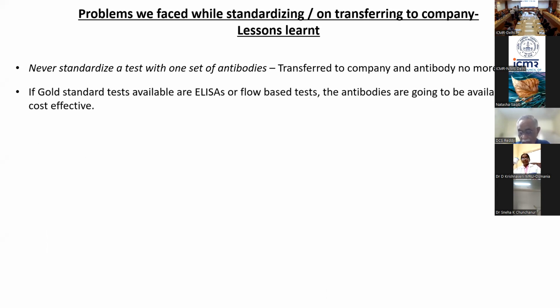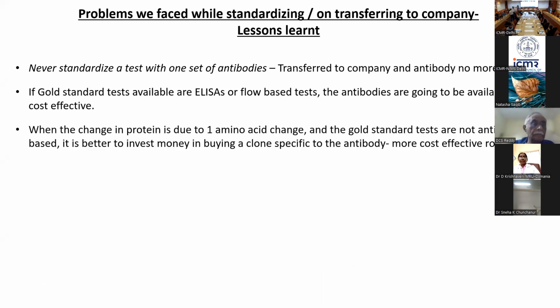Second thing is, know your disease or disorder or your gold standard test very well. For a particular infection or disease, if the gold standard tests are ELISA based or flow based, you're going to get your antibodies very easily and cost effectively. But if you have diseases where the gold standard tests have nothing to do with antibodies, you're going to have a hard time searching for them in the market.